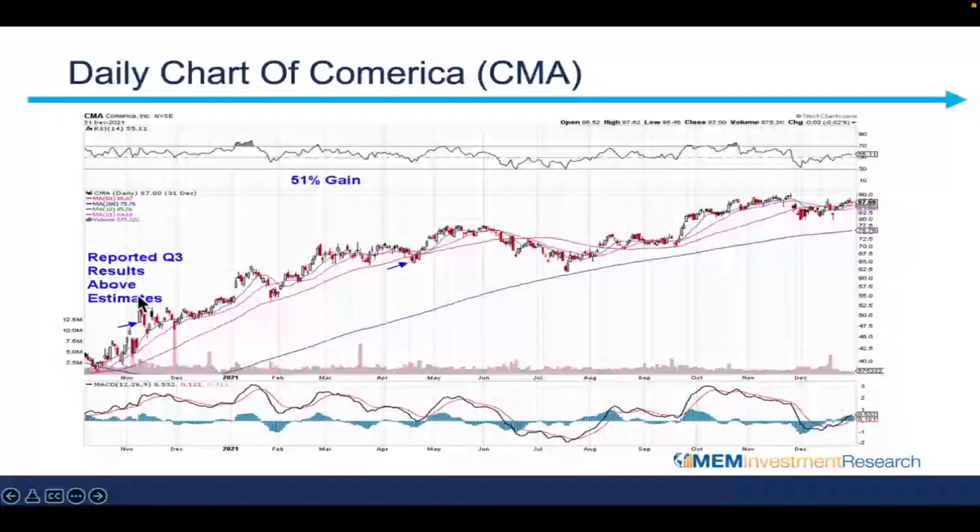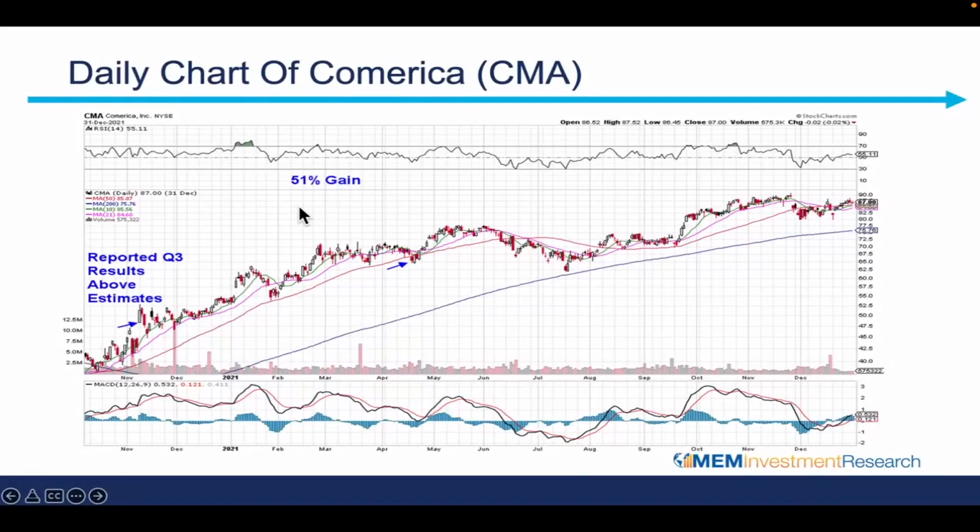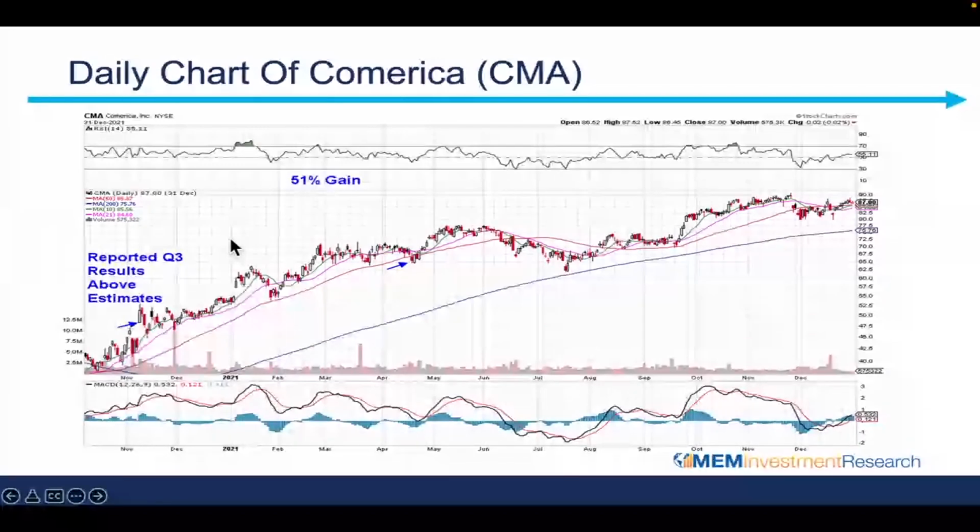Again, they were not positive, but they were well above estimates, and management guided higher as it related to the outlook for CMA going into the new year. And this was another winner, a 51% gainer. As we saw that response to interest rates taking place, we did exit the stock.